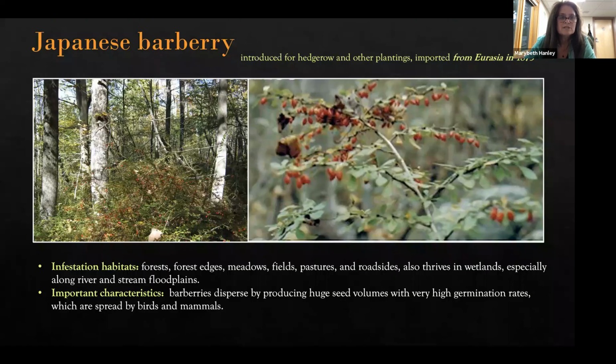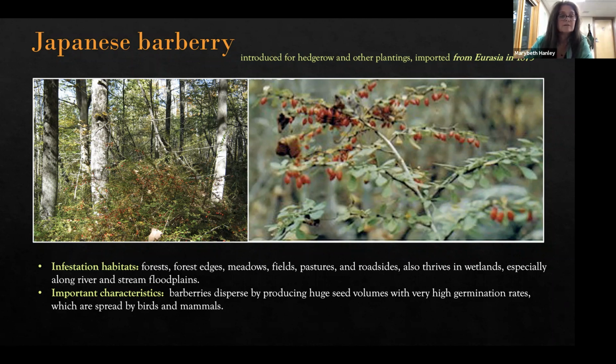A couple more woody species that we see in the forest are Japanese barberry. This is another woody shrub, but it's smaller than the bush honeysuckle in general. It doesn't get to be as big. It's got red berries. This is also something you can find in different moisture regimes. Sometimes it could be in the middle of the woods, or on the edge of a river or stream. It also disperses by berries that have a high germination rate and are spread by birds and other animals.